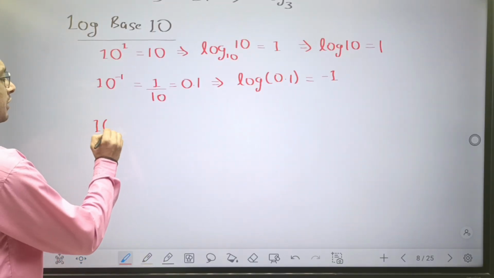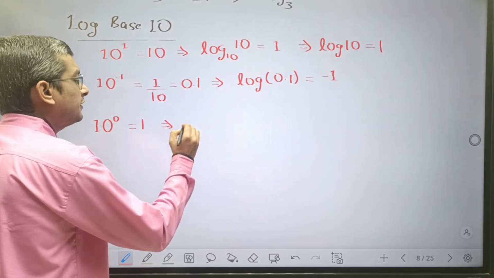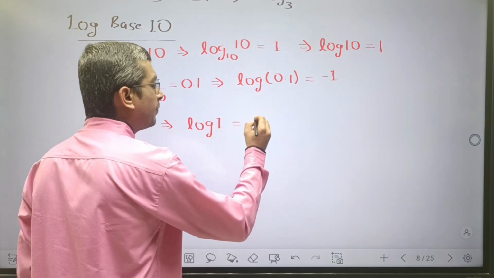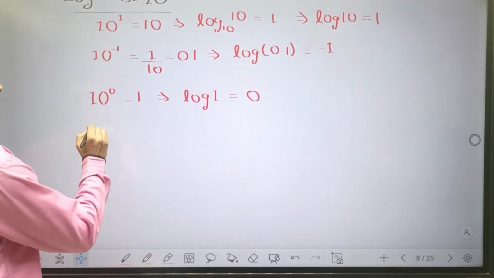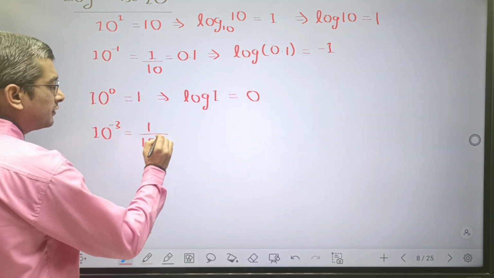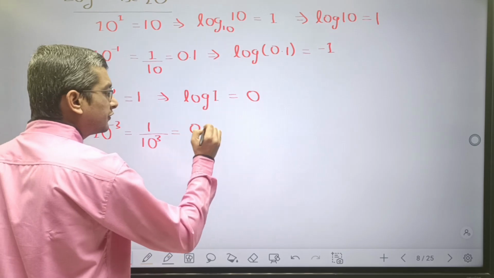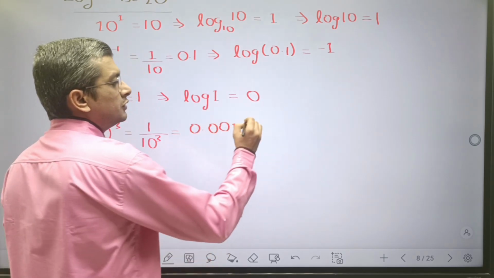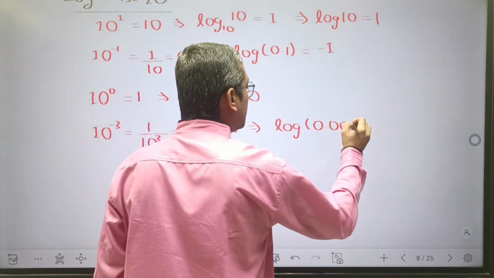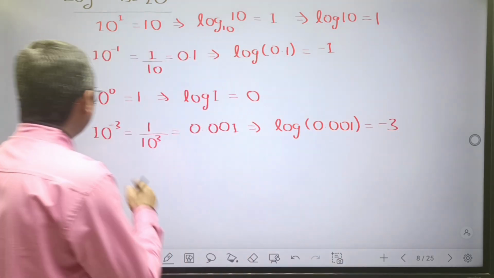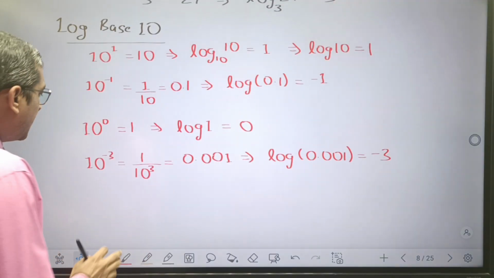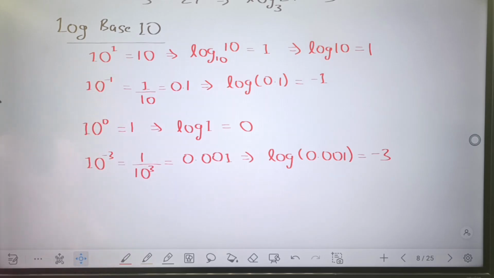Suppose if I write 10 to the power 0 is equal to 1, it implies that log base 10 of 1 is 0, and the power is 0. If I write 10 to the power minus 3, this will be 1 by 10 to the power 3. So this is 1 by 1000, and its value is 0.001. So by using log, we can write log base 10, result is 0.001, and on the right side the power is minus 3.